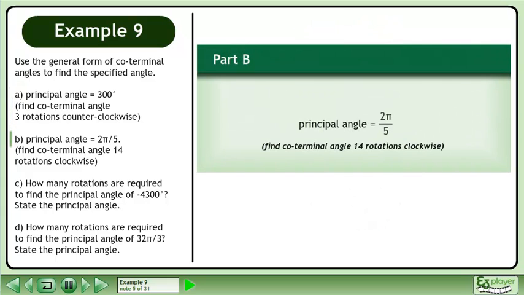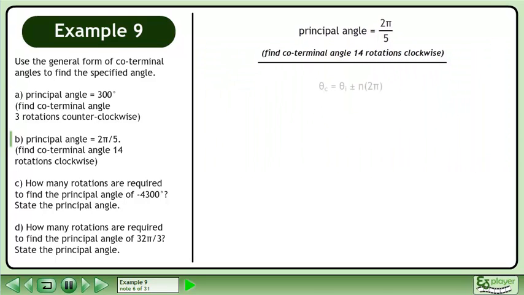In part B, we have a principal angle of 2 pi over 5, and we want to find the coterminal angle after 14 rotations clockwise. Start with the general form of coterminal angles for radians, theta c equals theta i plus or minus n times 2 pi.